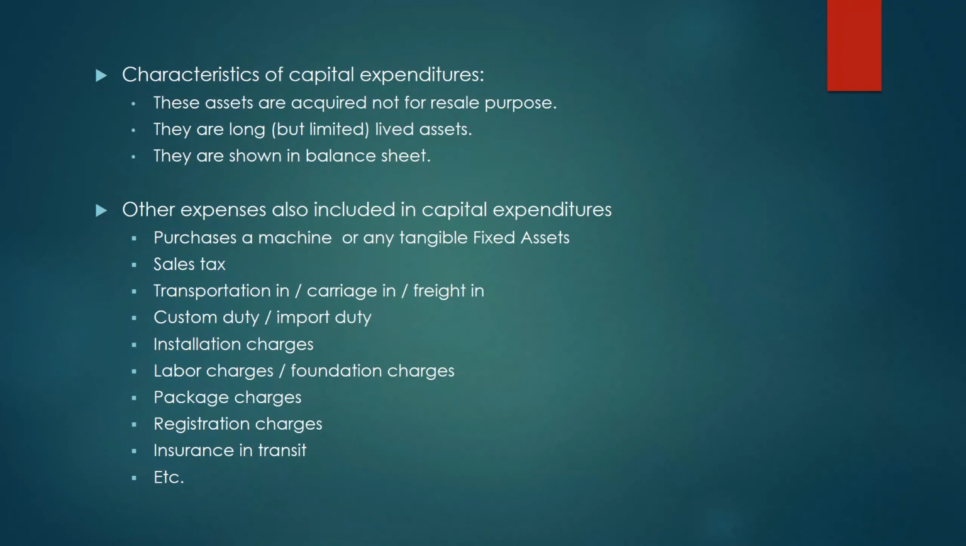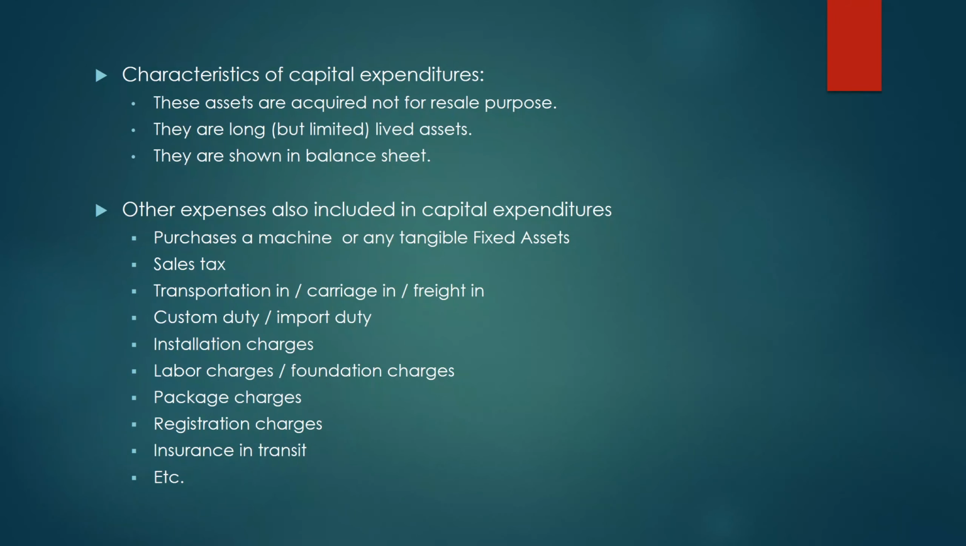The other expenses are also included in capital expenditures. You need to understand here the expenses which we have to add in the cost of any tangible fixed asset. For example, here we are purchasing a machine. So we pay a certain amount for the machine to the supplier. But the expenses which are directly related to the cost of the machine must be added in the cost of the machine. For example, sales tax is paid on the purchase of the machine. The transportation is paid to bring the machine to the factory area or the building or any other area of the business. So we have to pay transportation cost. In case the machine is imported, let's assume from Japan, then we have to pay a certain amount of import duty or custom duty, which must be added in capital expenditure.